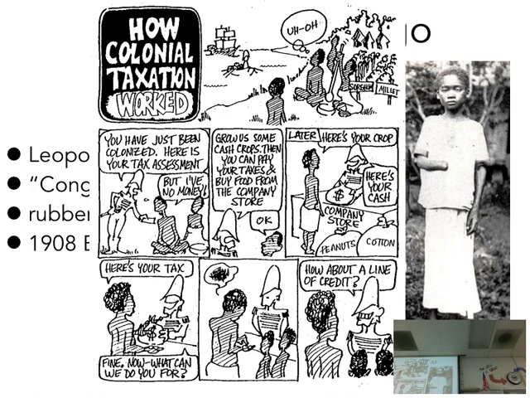Uh-oh. Most unique, crouch down. They can't see. You have just been colonized. Here's your tax assessment. But I have no money. Grow us some cash crops, then you can pay your taxes and buy food from the company store. Okay. Here's your cash. Use your tax. Store peanuts, cotton. Fine. Now what can we do for you?